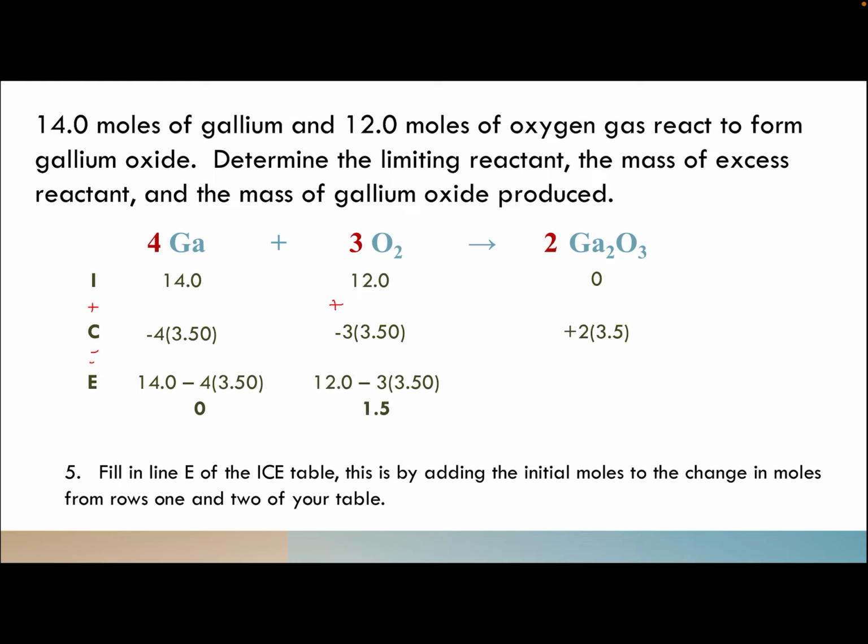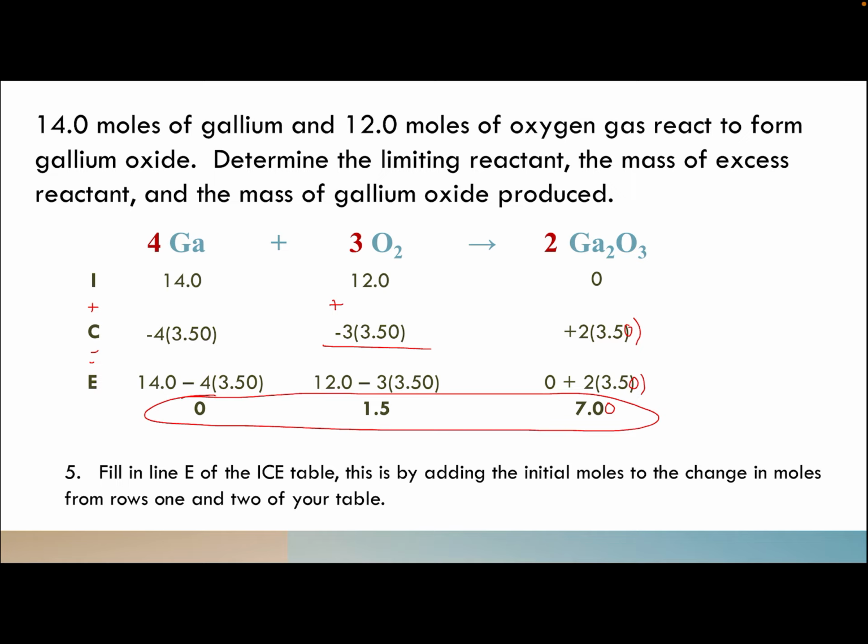So again, we're going to add these two lines up. So 12 minus 3 times 3.50 gives us 1.5, and then 0 plus 2 times 3.50 for both of these, my apologies, gives us 7.0. Okay, and this would actually be then 7.00. All right, so now these are our numbers of moles of everything at the end of this reaction.